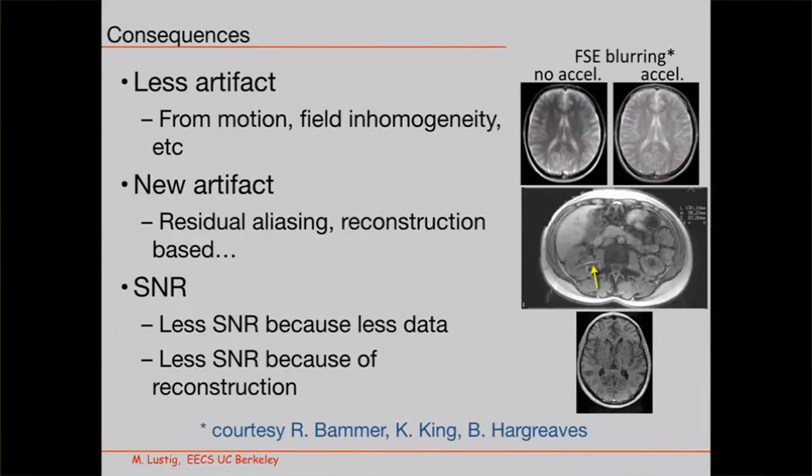However, you get new artifacts, because if you can't unfold this aliasing very well, then you might end up with some residuals that are left. So this image was, let's say, fully aliased like this, and some oracle told me how to unfold it, but if I can't do that perfectly, then I'm going to get some of the aliasing left, and it's going to be a new artifact.